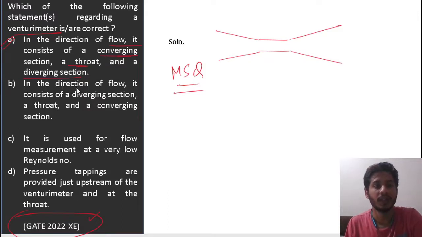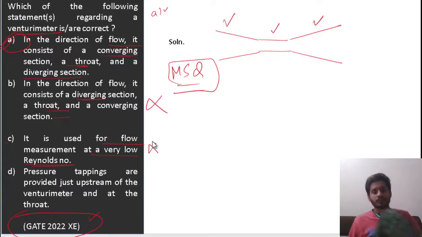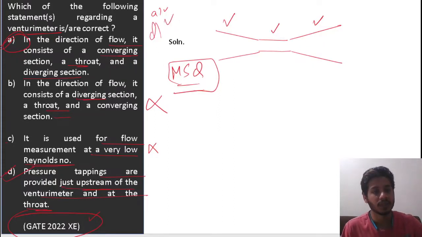Then we have, in the direction of flow, they have reversed it: diverging section, throat. No, this is not true. First we have the converging section, then throat, then diverging section. So option A is correct. Then next, because it's an MSQ question, you have to read the entire question. Option C: it is used for flow measurement at a very low Reynolds number. No, it is not mentioned anywhere whether it is for low Reynolds number or for high Reynolds number. Then pressure tappings are provided just upstream of the venturimeter and at the throat. Yes, this is correct. Pressure tappings are required because they are used to calculate the value of H. So options A and D are correct, isn't it?